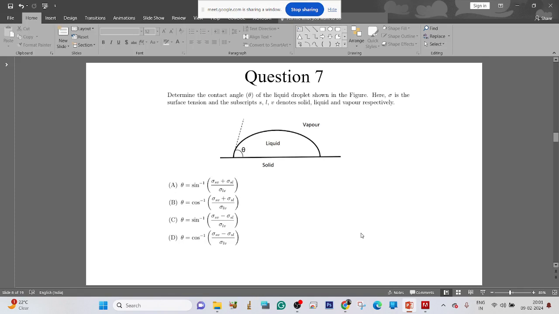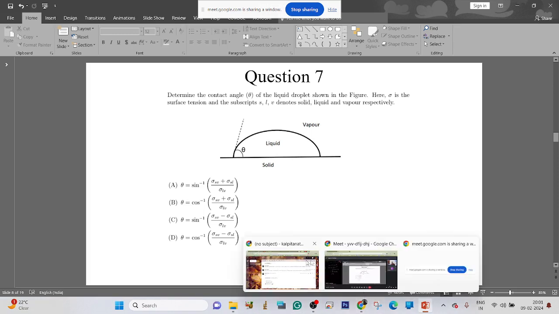Determine the contact angle theta of the liquid drop that is shown in the figure. Here sigma is the surface tension and subscripts denote the interfaces. This is a simple Young's equation we have derived. We'll just use the same thing. So tell me what is the answer.